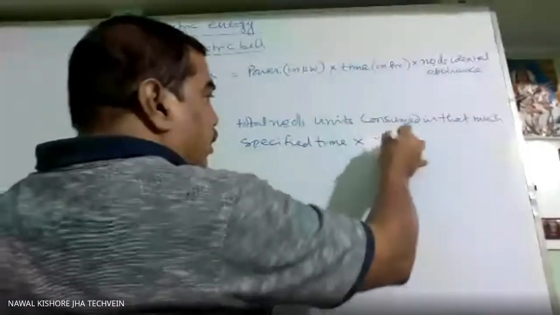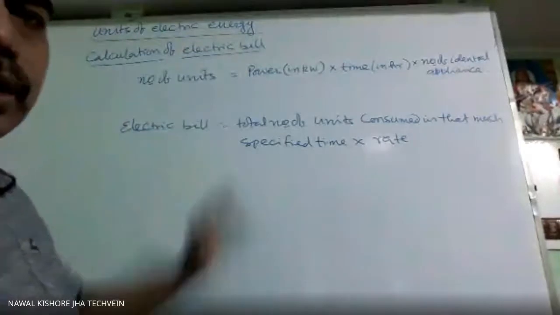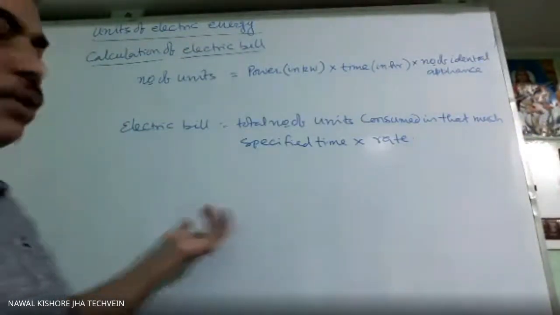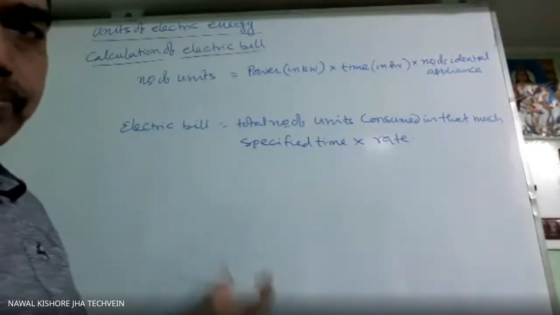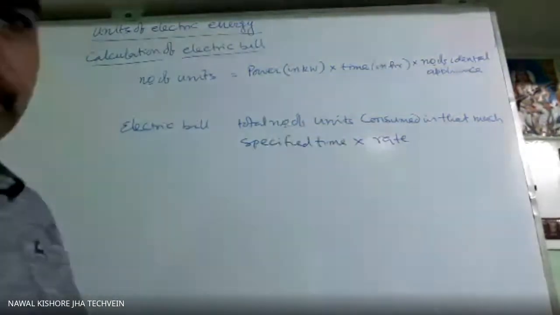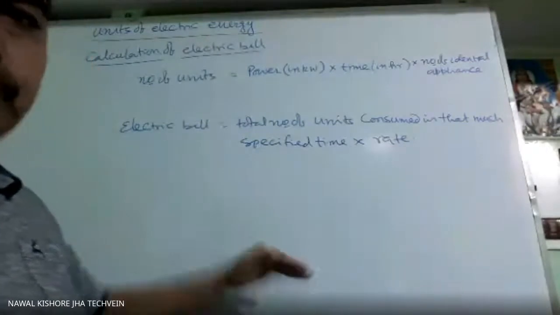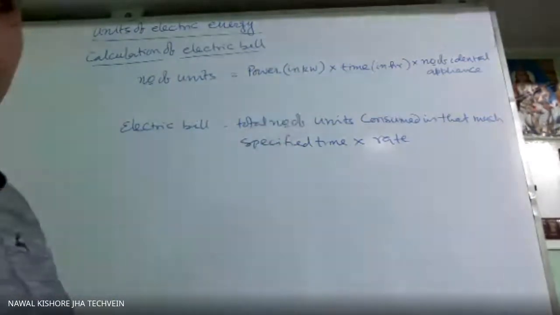Into rate. Rate means the cost of 1 unit. That will be given in the numerical. So the cost of 1 unit is rupees 4.50, means 4 rupees 50 paise. Then we will multiply it by that. If the cost is given as rupees 7.50, that means we will multiply by that only. So depending on the value given in the question paper, we will find that.